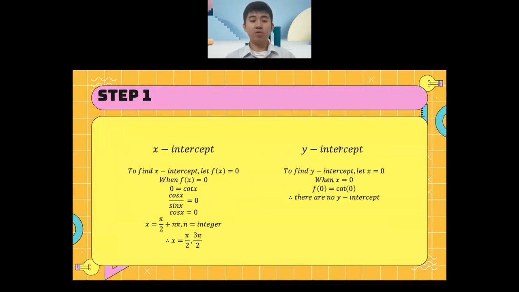First, to find the x-intercept, we need to let f(x) equal 0. When cot x is equal to 0, x is equal to π/2 and 3π/2. Then we need to substitute 0 into cot x to find the y-intercept. In this case, we will know that there is no y-intercept because it is undefined.